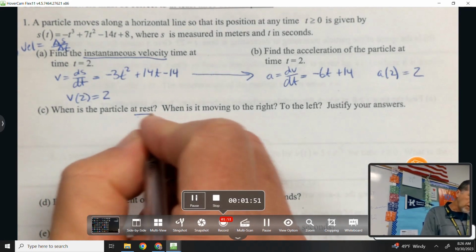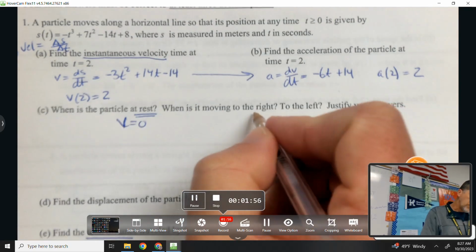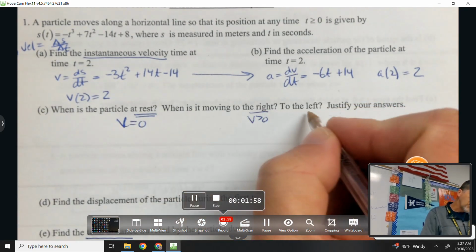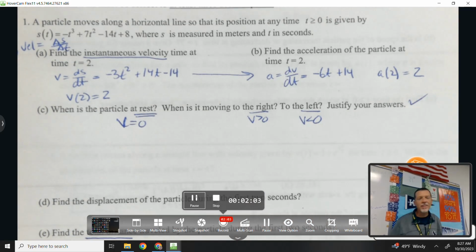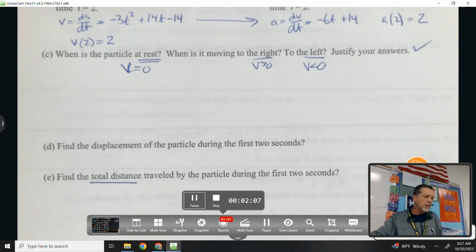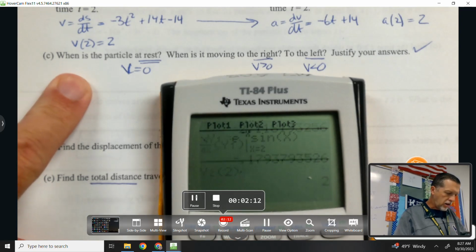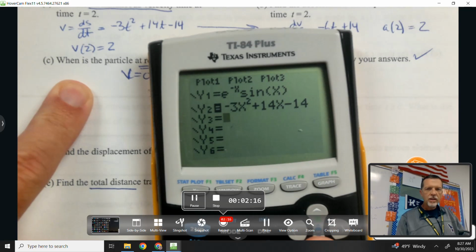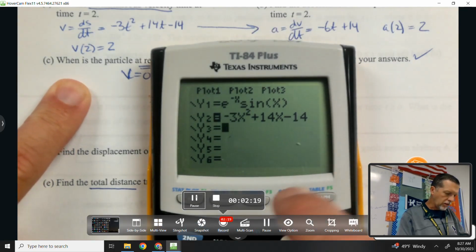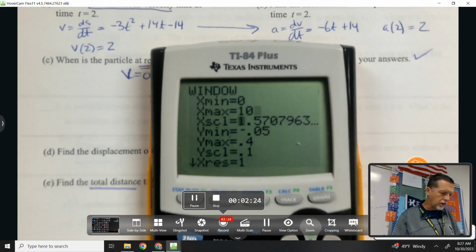When is the particle at rest? That would be where v equals 0. When's it moving to the right? That would be v greater than 0. To the left, v less than 0. Okay, justify your answers. I just did that. So it's nice to justify first because that helps clarify what you're looking for. All right, I already have my velocity into my calculator, so I'm just going to let the calculator tell me. Let's see. I don't know where I need to go to here.